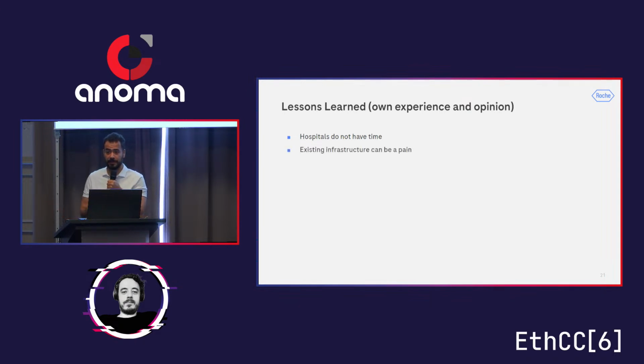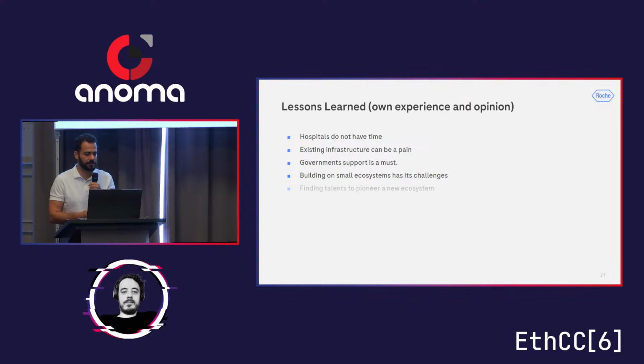Existing infrastructure is a pain. Hospitals, and even some of our data, are really traditional systems that are very hard to integrate. You really need government support in most of the countries. You cannot do it bottom up, you always have to do it top down. And building on small ecosystems is really tough, so that's why it makes sense to go to larger ecosystems. That's why we changed the chain that we're working on. Finding talent to pioneer a new system is also a challenge.